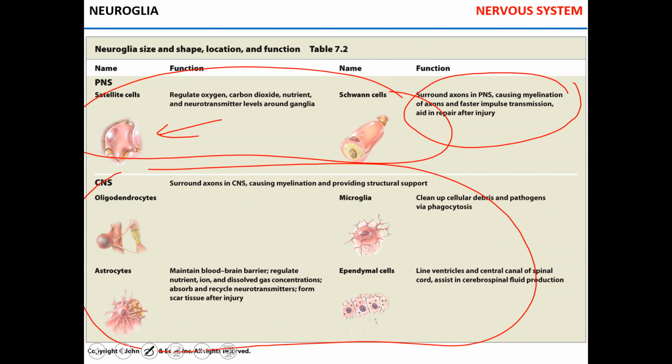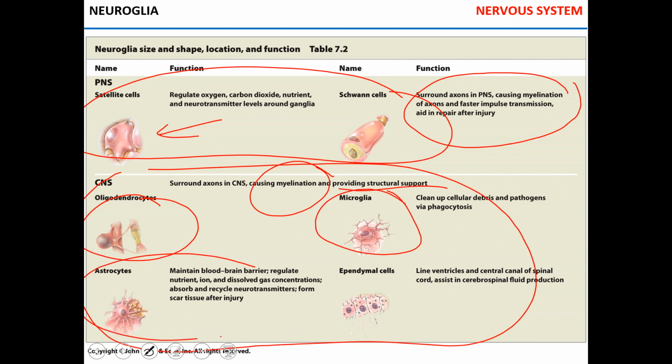So they are necessary for electrical insulation of axons and also for axonal regeneration, to help axons regrow in case of injury. In the central nervous system, four cell types. Oligodendrocytes: also electrical insulation. They form the myelin sheath and provide some structural support. Microglial cells clean up the debris and destroy pathogens. Basically, they are like large cells that eat pathogens and dead cells.